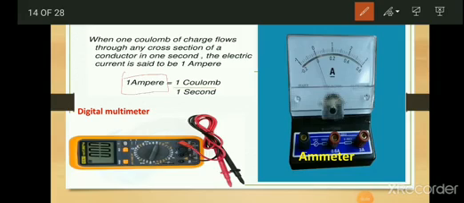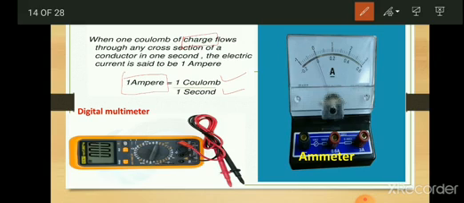Student, charge is measured in coulomb and time is measured in second. 1 ampere means 1 coulomb of charge flowing in a circuit per second. Simple, student: 1 coulomb of charge flowing in a circuit in 1 second is called 1 ampere.